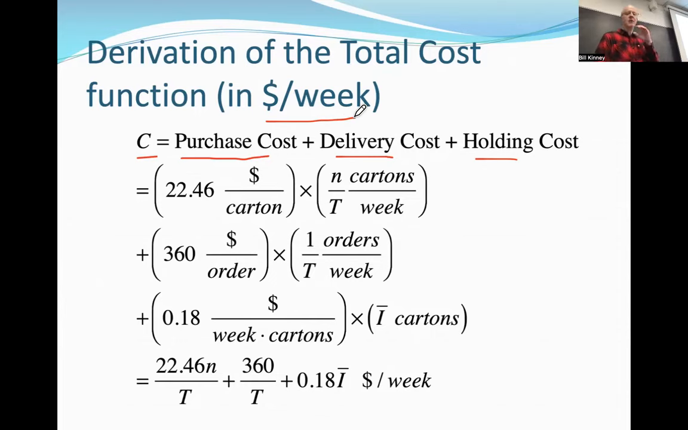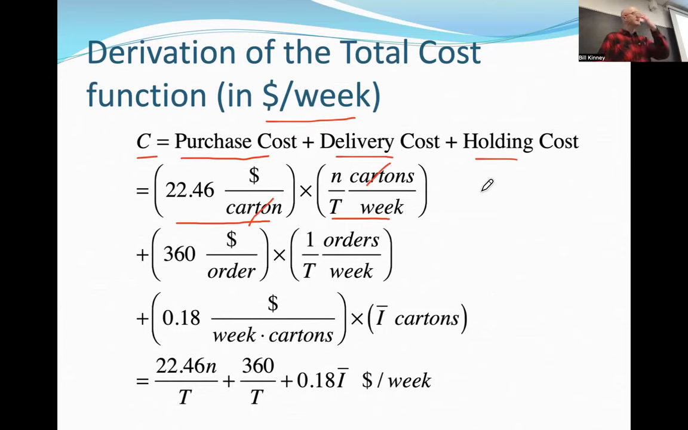So whatever quantities you are combining here, the key to thinking about how to combine them is to think about those units. Every carton costs $22.46. You could think about the units for that cost as $22.46 per carton. How do you convert that cost to dollars per week? Multiply by a quantity whose units are cartons per week. Yes, you order n cartons per t weeks. The cartons here will cancel, giving you a quantity when you multiply of 22.46 times n over t dollars per week. That's the purchase cost.